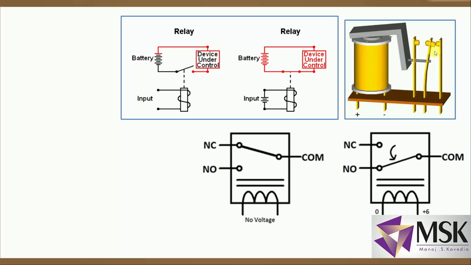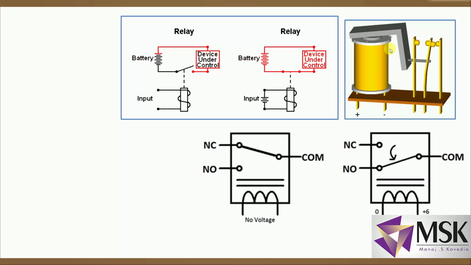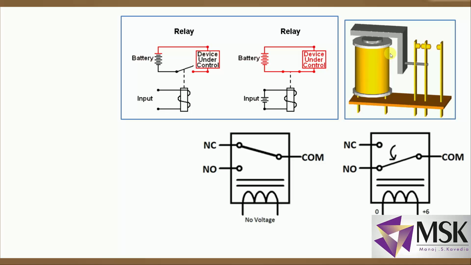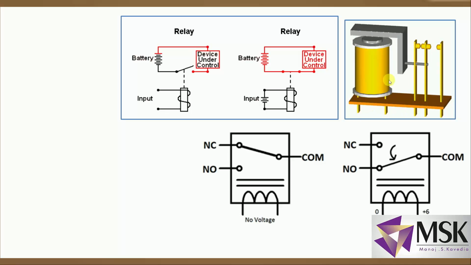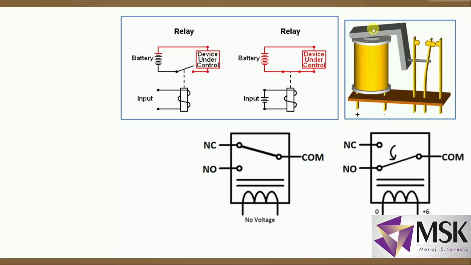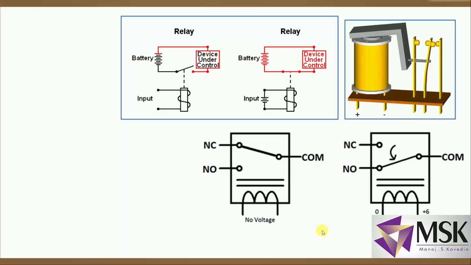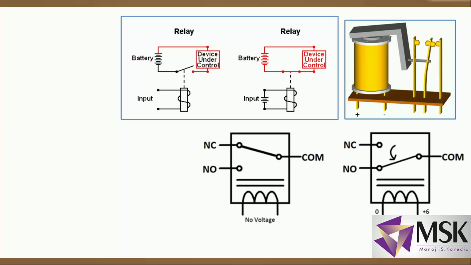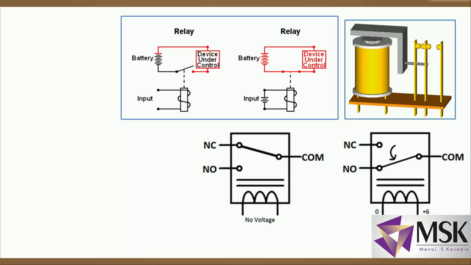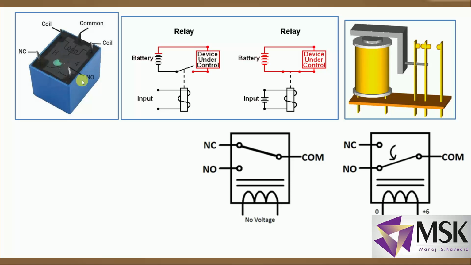Now see, when this coil is not energized, see it is unenergized, so it is open and now it is closed. So this lever movement will close the connection. Now how this lever is moving? By giving supply to this coil. This coil will get magnetized, this lever will be pulled and this will close the connection. Now this was about the diagram and the working, but how actually relay looks like, let's see.